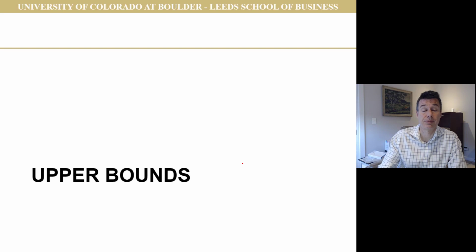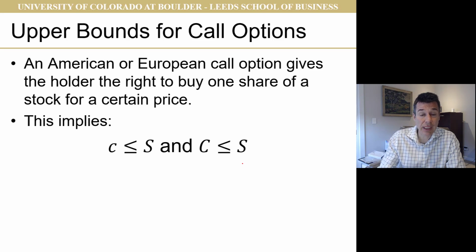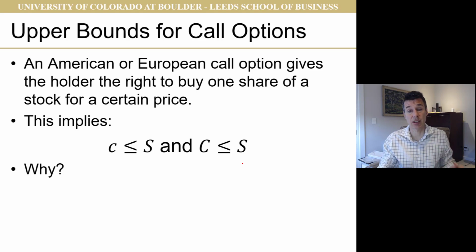All right, upper bounds. So these are maximum option prices. First, the call option. An American or European call option gives the holder the right to buy one share of a stock for a certain price. This means that an American or European call option has to be worth less than that stock. Again, let's look at why. What happens if this were not true? So let's take the American call option, for example, and assume it's worth more than the stock.